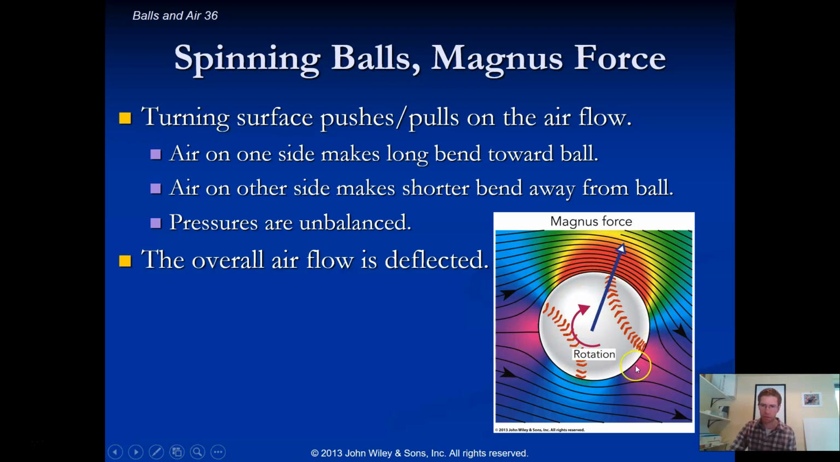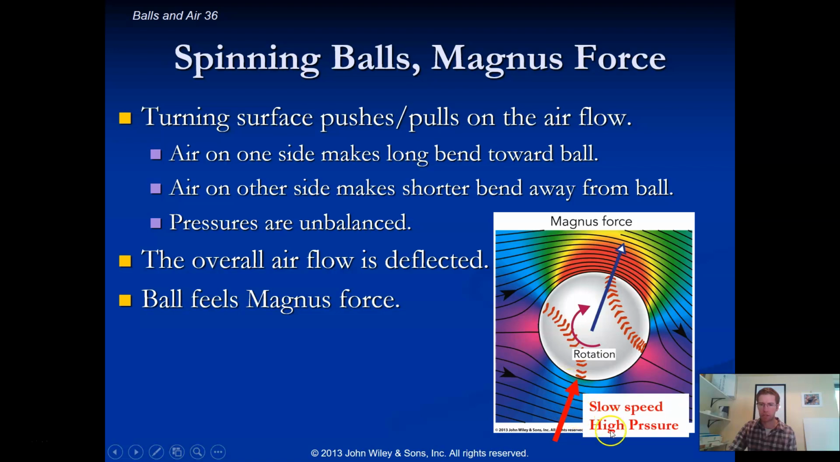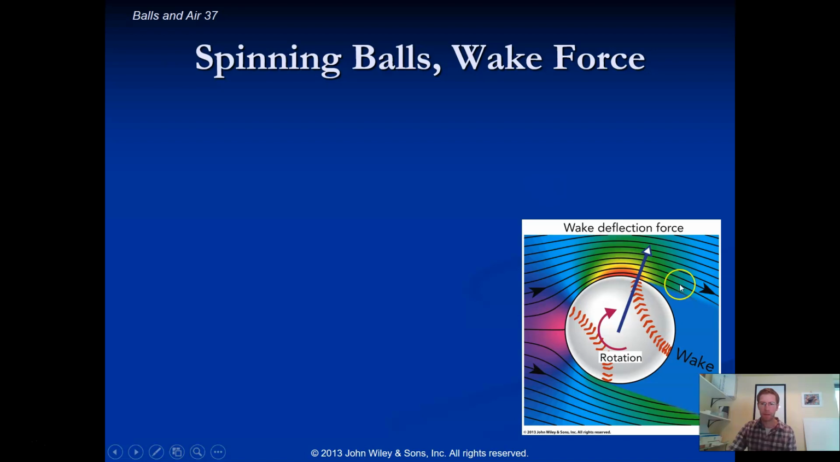And as you can see, the overall flow of air around the ball is deflected as well. So you can think of this also as being the ball sort of pushing off the air. If it pushes the air, in this case, sort of down, then the ball will be pushed sort of up. So as the rotation of the ball pushes the air down, the ball gets pushed upward, and we call that the Magnus force. Again, down here is where we have the slower speed with the high pressure. Up here is where we have the higher speed with the low pressure, generating a net force upward that we call the Magnus force.